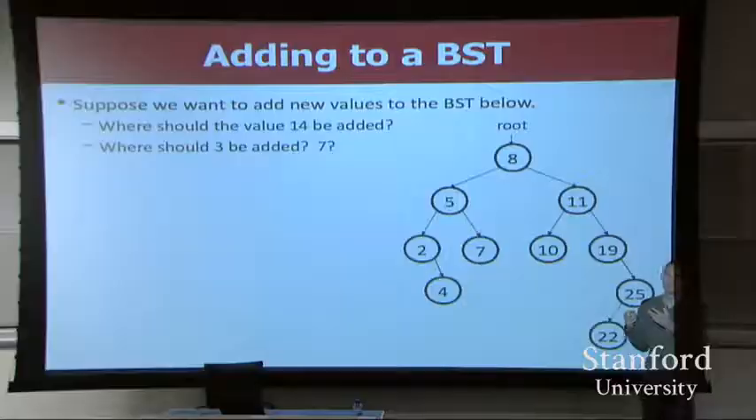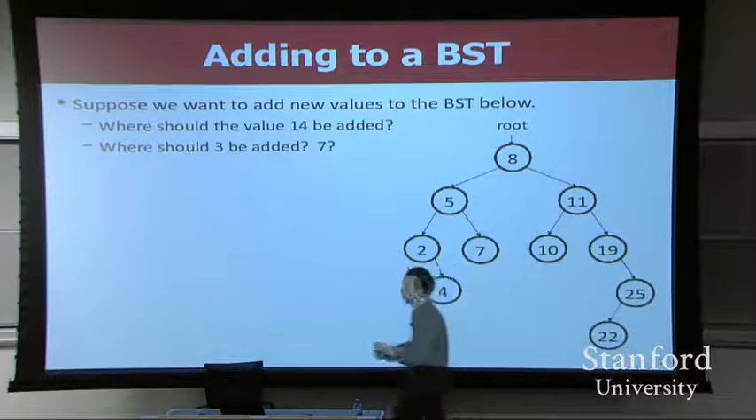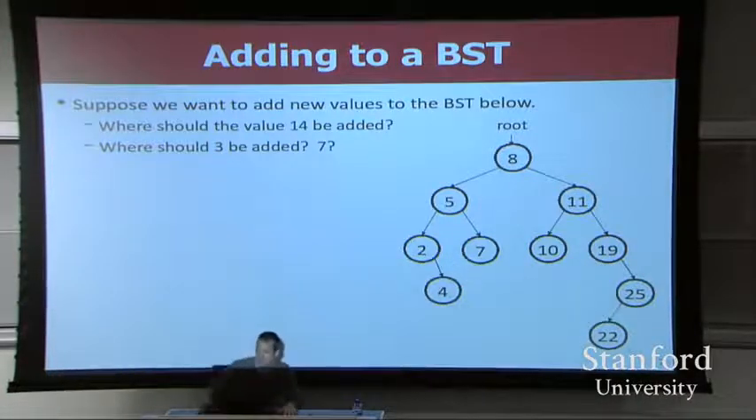Yeah, he's right. It's the same as the idea we just talked about for searching for contains. If we're adding something that's smaller than where we are right now, go left. If we're adding something bigger than where we are right now, go right. Eventually, we get to the bottom. We get to the empty, the null, the place where it should go, and put it there. That's the idea. So let's try to write that.